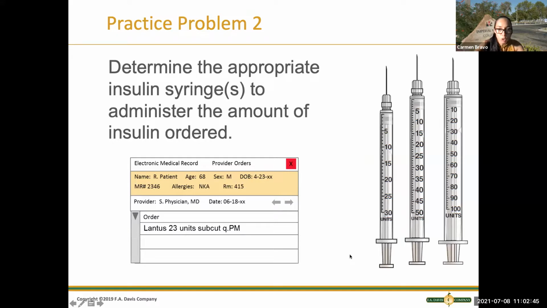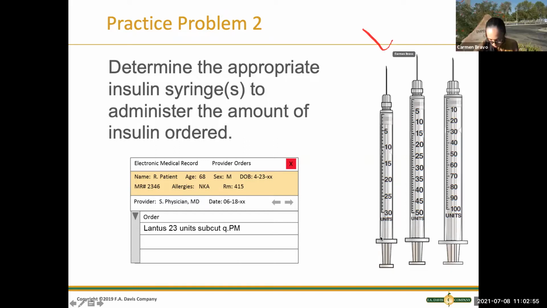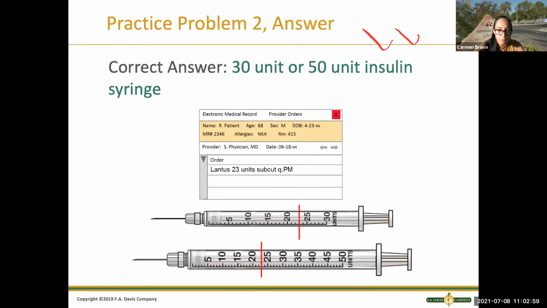Which syringe, or which syringes, would you actually use for this order? The 30 units. You could use the 30. And you could also use the 50, right? You could use either or. The 30 and the 50. Very good.